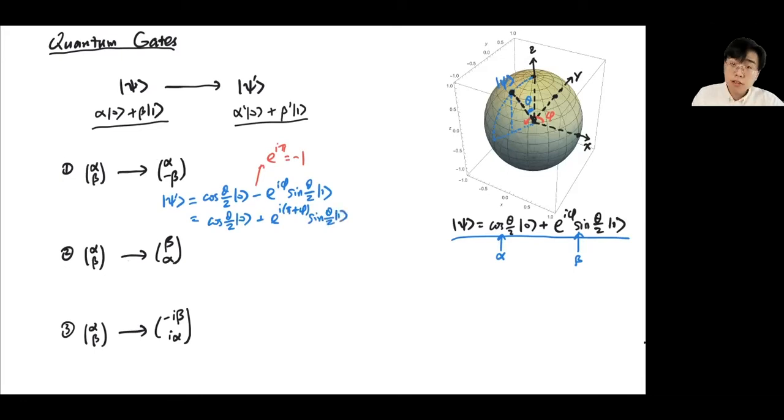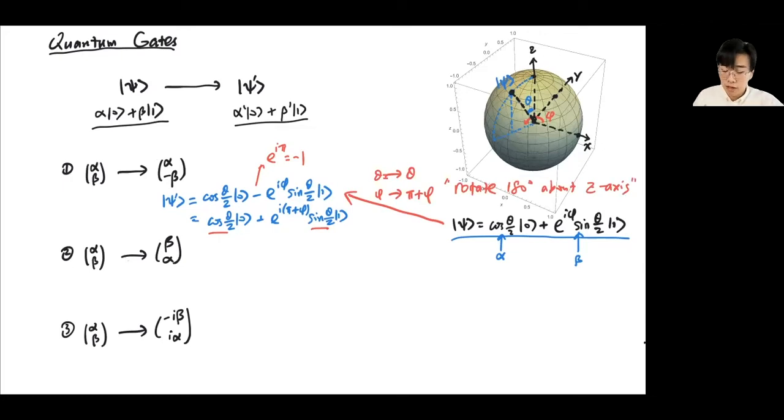So what is the transformation from the input state to the output state? In this case, theta does not change, and phi becomes pi plus phi. So what is this transformation? Well, it's in fact a rotation by 180 degrees about the z-axis. You can quickly verify and visualize this transformation using this Bloch sphere by performing the rotation.